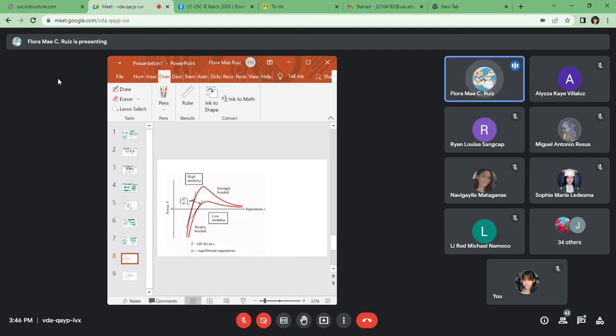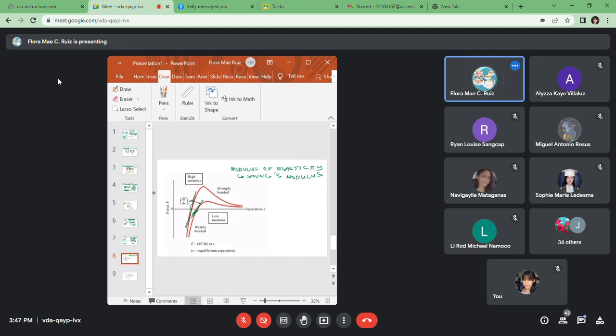Okay, for example, we have the modulus of elasticity of a material. So for example, you have this force versus separation curve, or force distance curve. Okay, if you get the slope tangent to the curve, that is your modulus of elasticity. That is the slope of the stress strain curve in the elastic region, and it is also known as your Young's modulus.